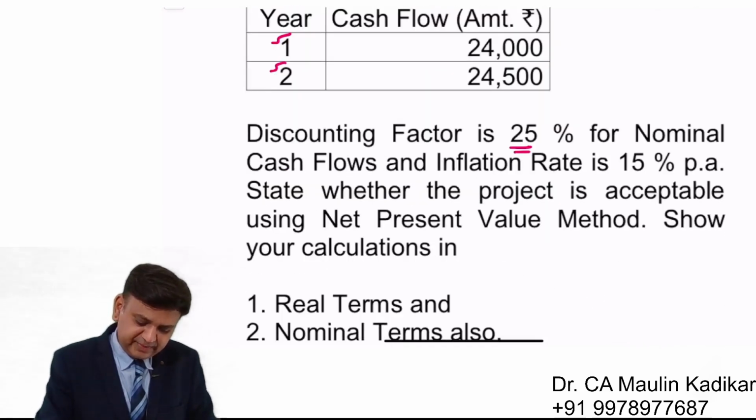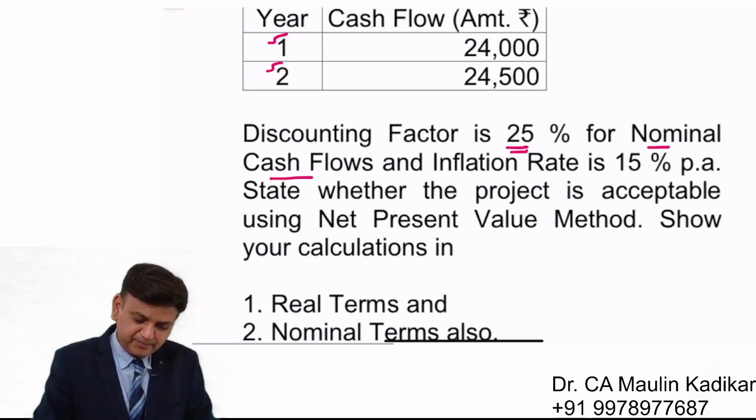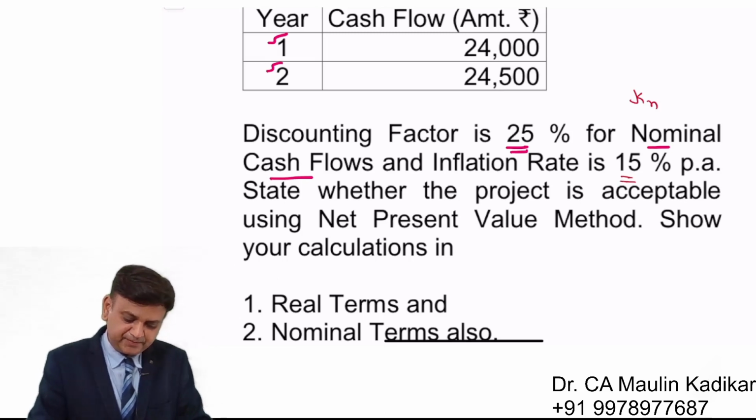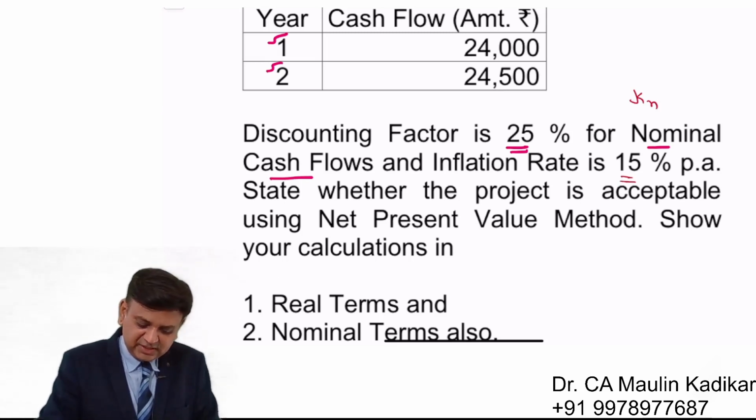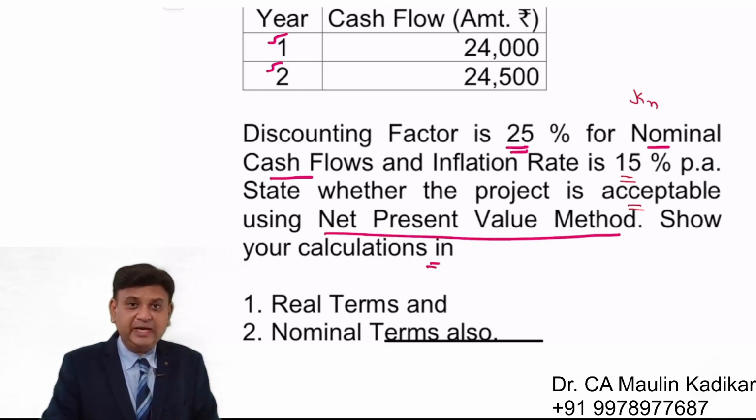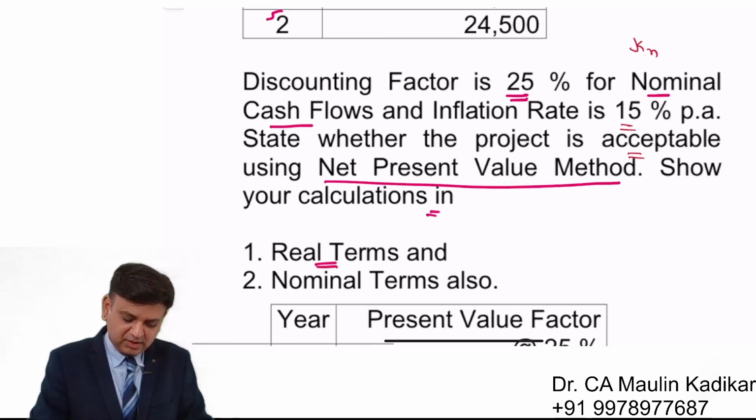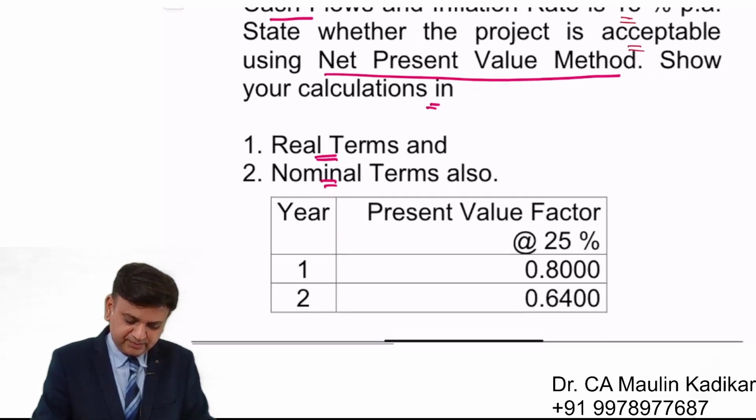Discounting rate is 25% for the nominal cash flows. So we have been provided with the nominal cost of capital. Inflation rate is 15%. State whether the project is acceptable using the NPV method. Show your calculation in real terms and in nominal terms, and the discounting factor information is given.